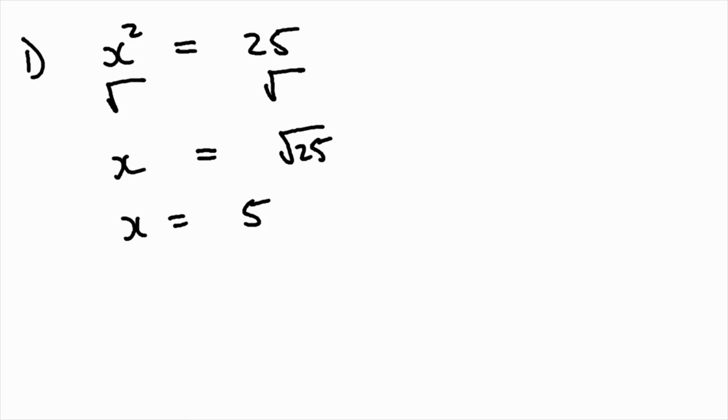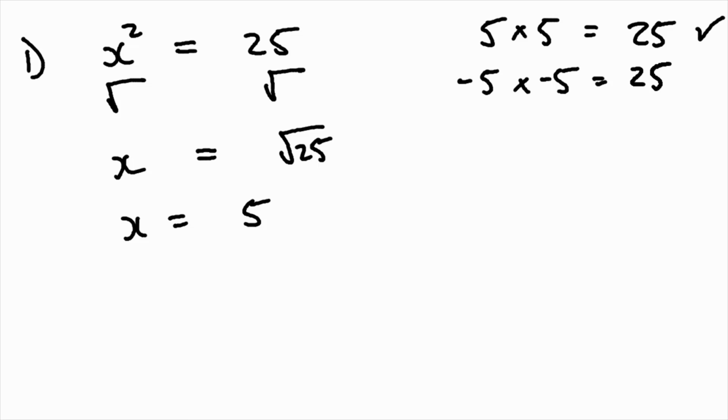But this isn't the only solution, because if we think about it, 5 times 5 gives us 25. So that follows the square root rule. But we also have negative 5 times negative 5. This is going to give us positive 25, because a negative times a negative gives us a positive. So what we say is x equals plus or minus the square root of 25, or plus or minus 5. When we have an x squared, we will often end up with two solutions, the positive and the negative in this case.